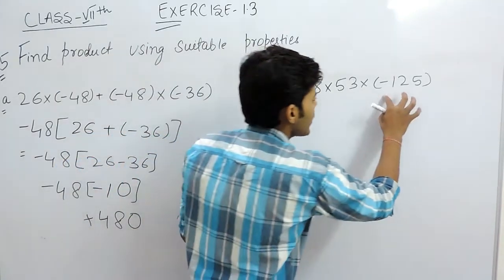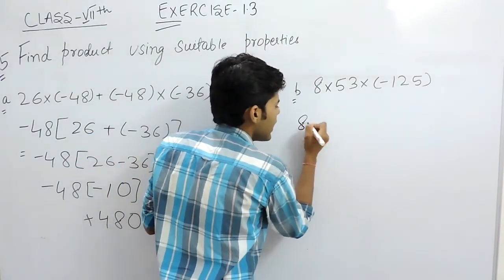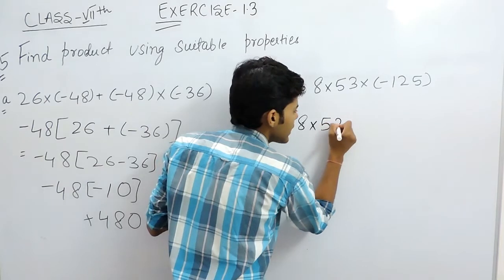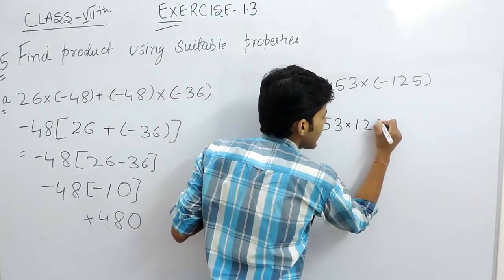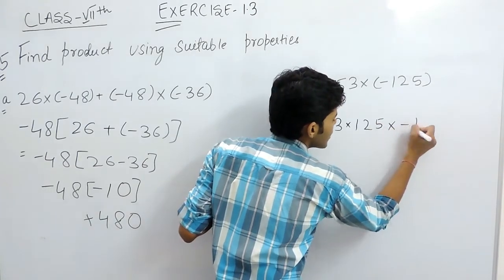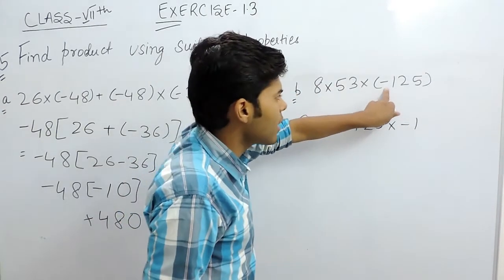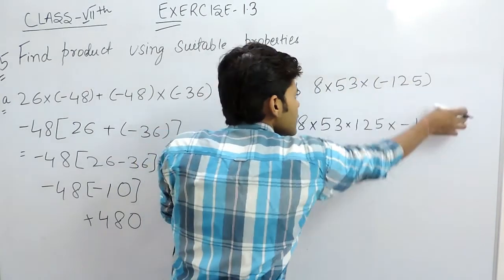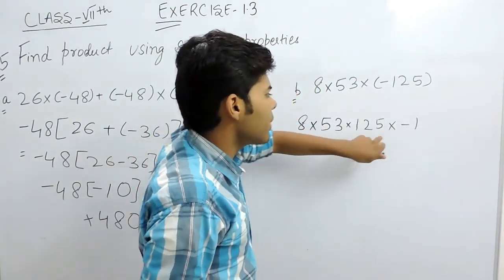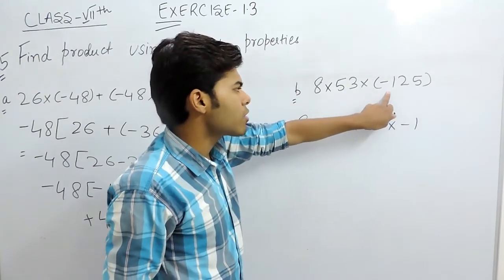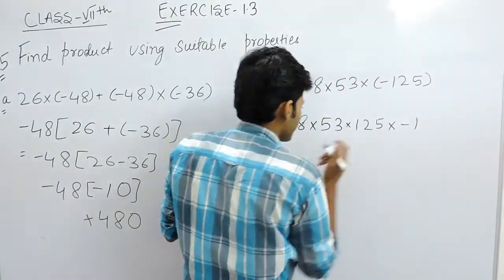Now one more thing that I should tell you is that here 8 multiplied with 53 and minus 125 can be written as 125 multiplied with minus 1, because there is 1 minus in this whole term and here is also 1 minus in this whole term. We all know that minus 1 when multiplied with 125 will give us minus 125. So this can be written.